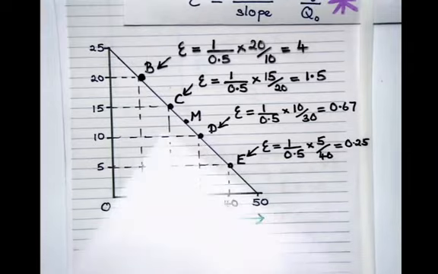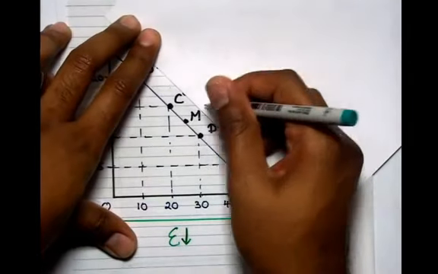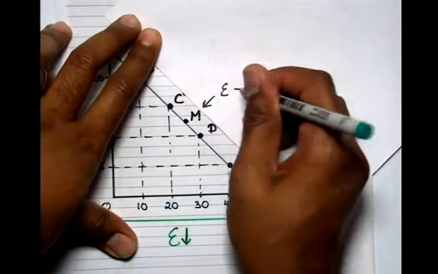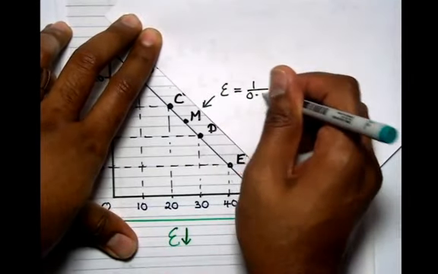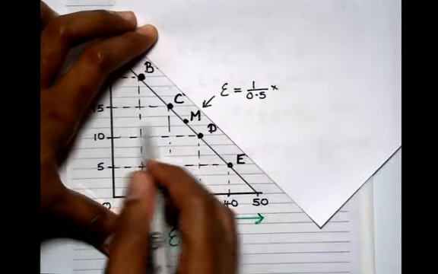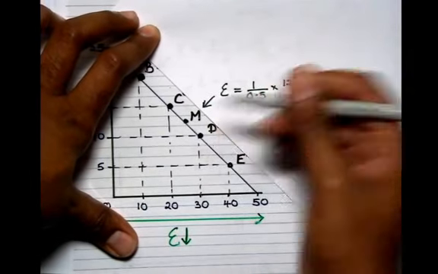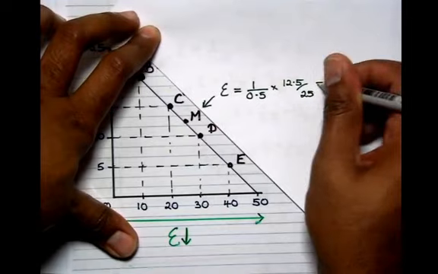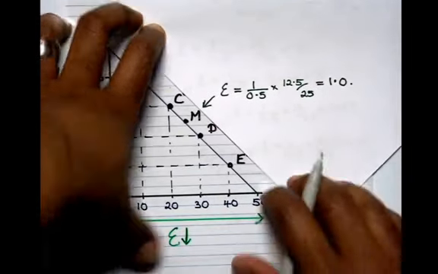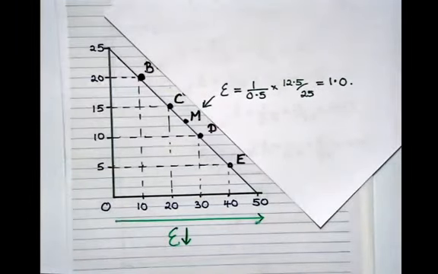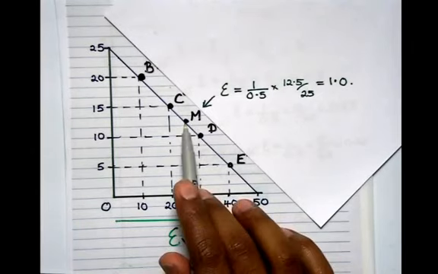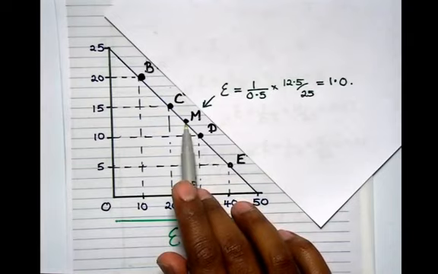What is the elasticity at M? 1 divided by the slope, 0.5. What's the price? 12.5. What's the quantity? 25. Elasticity equals 1. Why did I call it M? It's not a special name, I just called it M for fun, but it happens to be the midpoint of that graph.